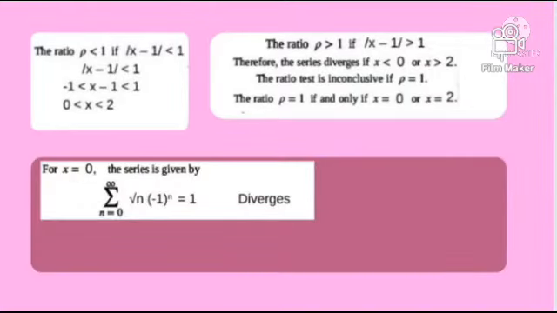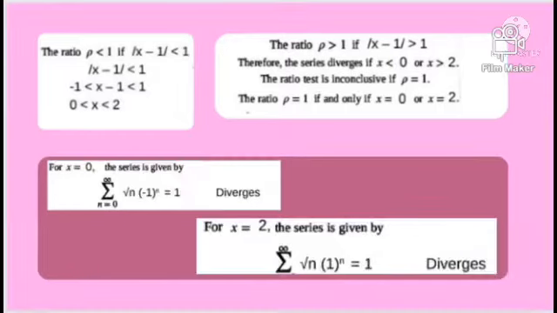For x that is equal to 0, so yung original equation natin, papalitan natin yung x ng 0. So, ang magiging kalabasan niya is the series of n starts from 0 to infinity, square root of n times negative 1 raised to n is equal to 1. So, it diverges.